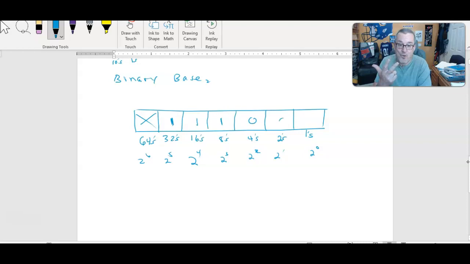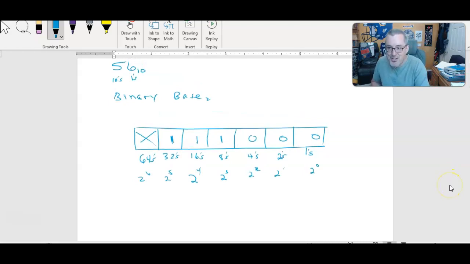I wouldn't need any 4's or any 2's or any 1's. And so if I wanted to express my age in base 2, I would say 111000 base 2. So 56 base 10 is 111000 base 2.